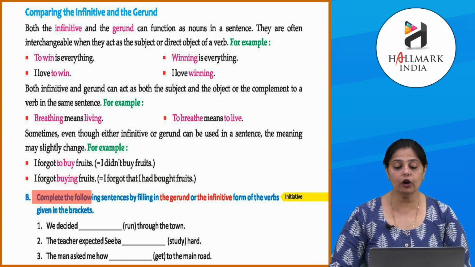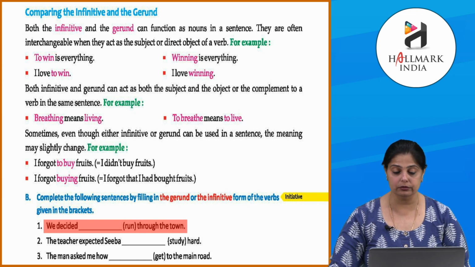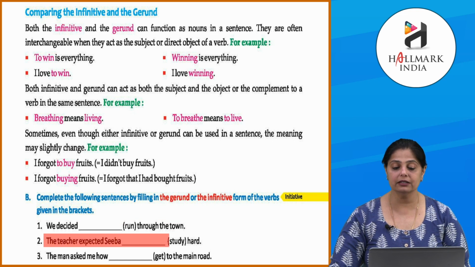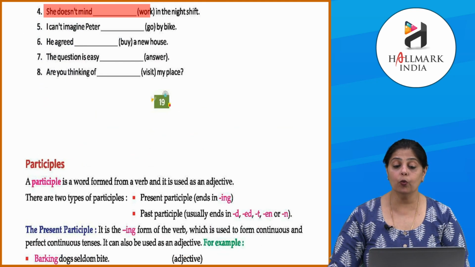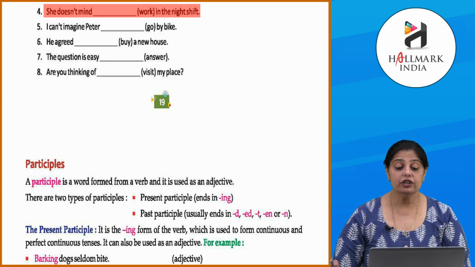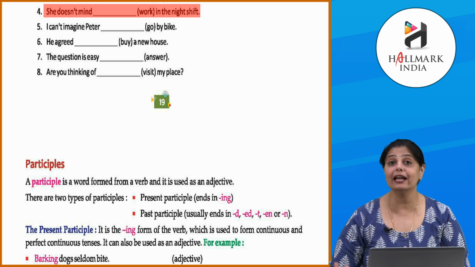Now, complete the following sentences by filling in the gerund or the infinitive form of the verbs given in the bracket. Okay, we decided dash through the town. Okay, we decided to run through the town. The teacher expected Siba dash hard. The teacher expected Siba to study hard. Okay, the man asked me how dash to get to the main road, how to get to the main road. She doesn't mind work in the night shift. So यहाँ पे हम इसको gerund भी डाल सकते. Okay, she doesn't mind working in the night shift.